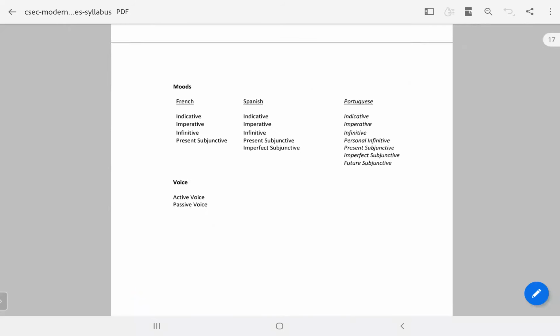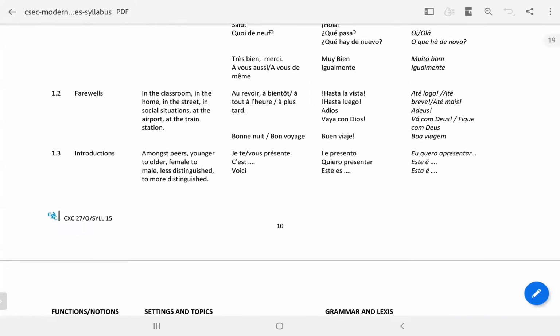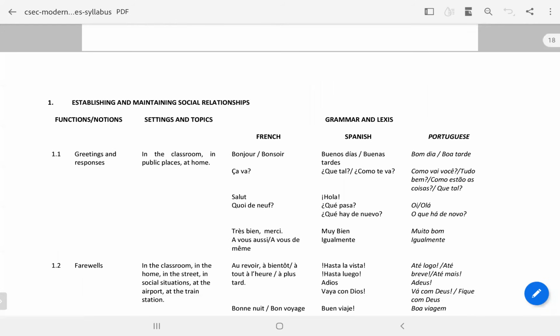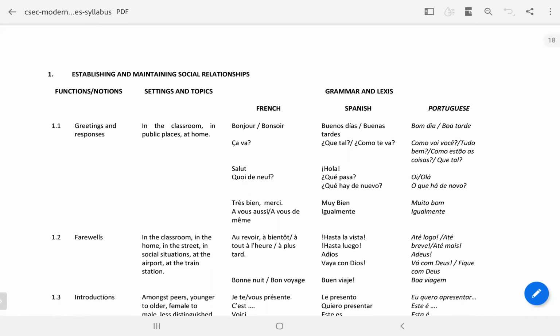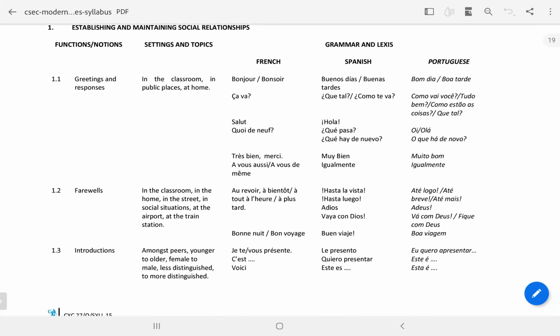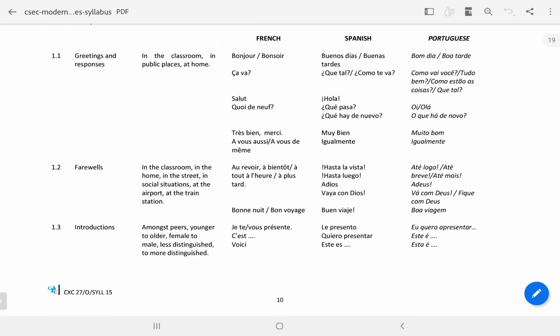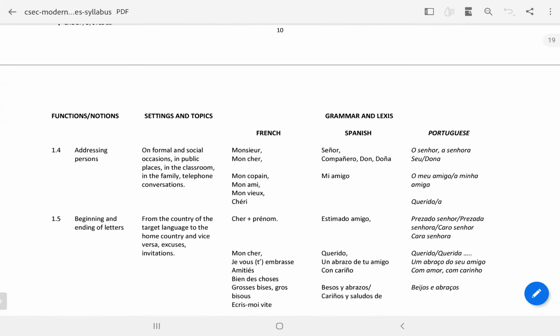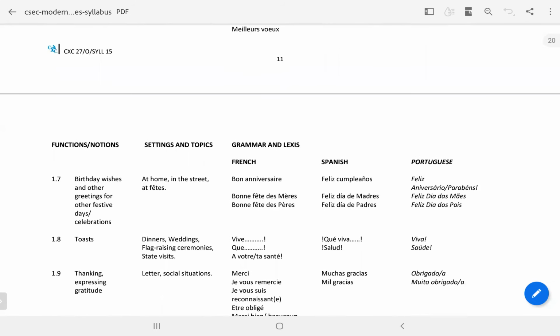Now, just to move on really quickly, I want to just point out, this is really important here. Sometimes students don't understand this. This part of the syllabus actually gives us a lot of information, especially for section 1 of paper 2, where you have the functions and notions. The functions and notions are basically the communicative functions that we have to carry out based on a communicative situation. For example, if they say it's your brother's birthday, what do you write in a postcard that you give to him? Of course, you would look for the one with probably birthday wishes, as you're saying, number 1.7, and we would say Feliz cumpleaños.